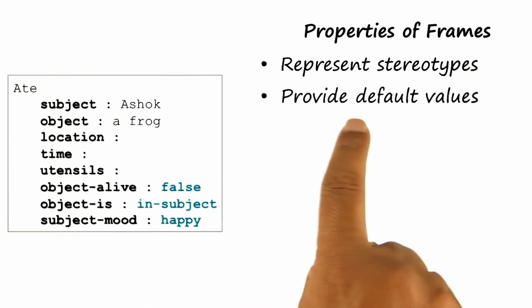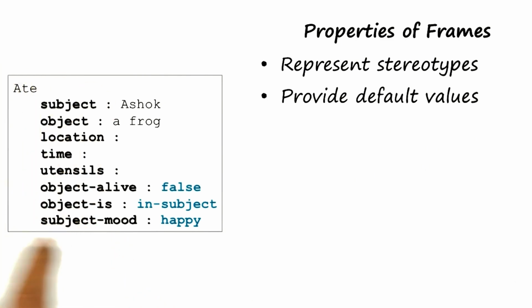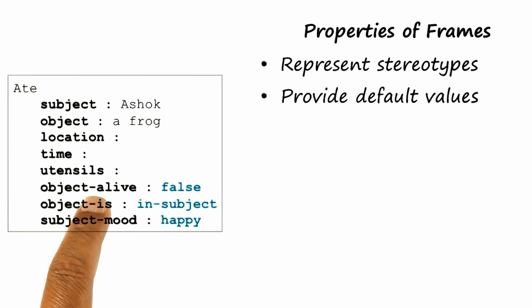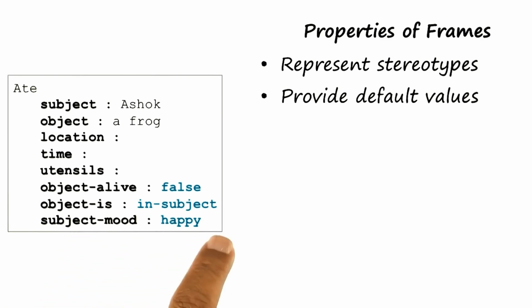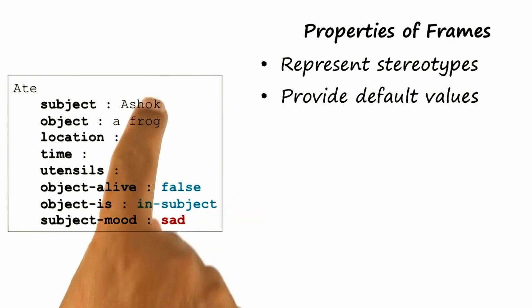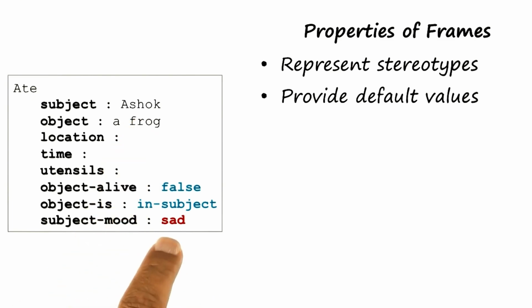Second, frames provide default values. So not only do they have the slots which come from our notions of a stereotype of this particular verb, but many of these slots may have values already filled in. As an example, I may already have a default value which says that after the object has been eaten, it is no longer alive. It is inside the subject's stomach, and the subject's mood is now happy. These are all default values. Of course, when you have defaults, you can also have exceptions to them. As an example, it may be that when Ashok ate a frog, it made him sad because frogs don't suit him very well. Now, this exception handling is both very powerful and a problem.